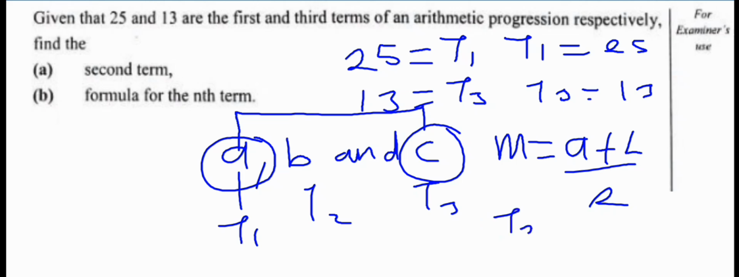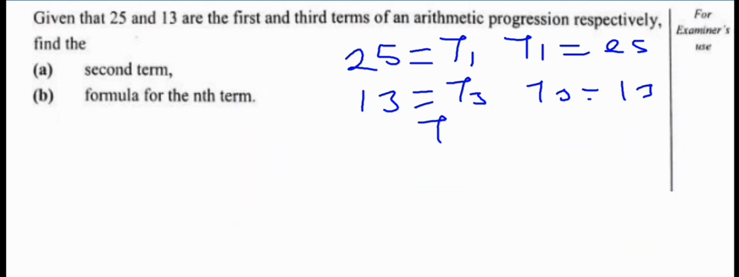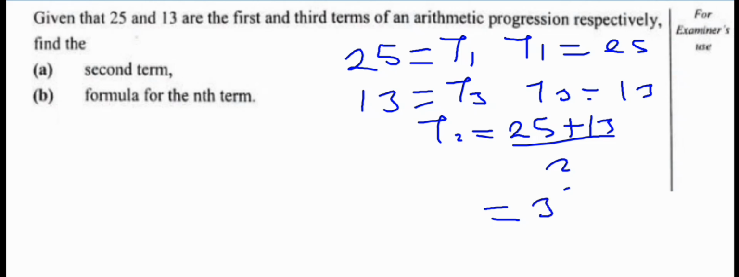So we are going to say term number 2 is equal to the first term. So what is our first term here? It's 25. So we can say 25 plus the last term, or term number C is the last term, isn't it? So we can say 13, then divided by 2. Let me repeat, we have term number 2 being equal to 25 plus 13, then divided by 2. So when I add 25 plus 13, I'm going to get 38. Then divided by 2, the answer is going to be 19. Meaning the second term is going to be 19.